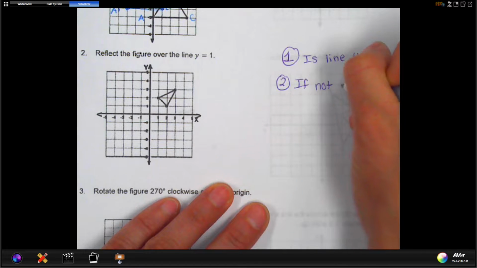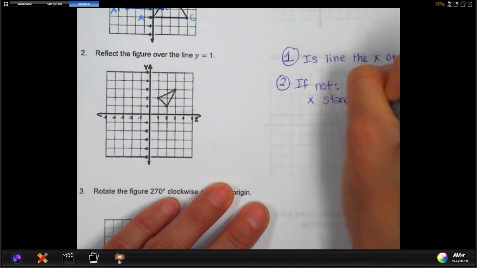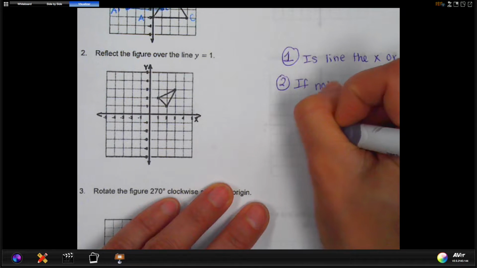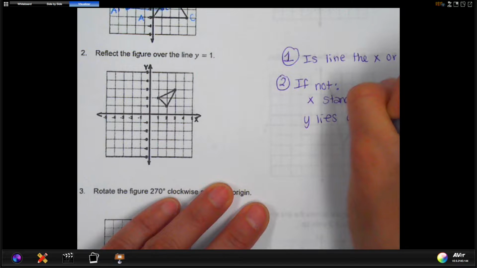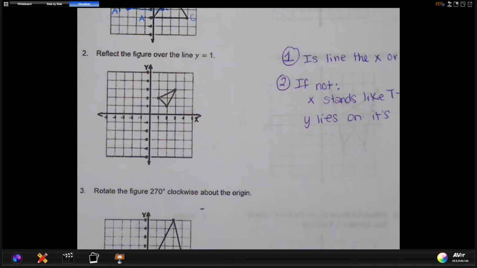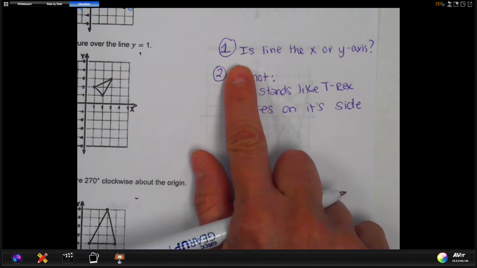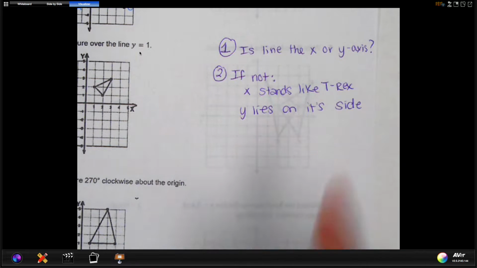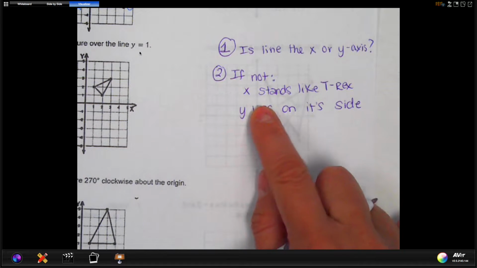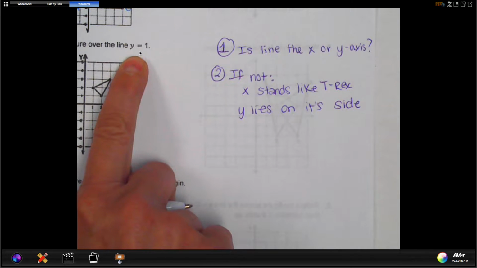So if not, this is what we do. X stands like T-Rex, and y lies on its side. Okay, so those are just some little notes, little rhymes to help us out. Our first question when we are doing reflection is, is the line the x or y axis exactly? And it's not. It says y equals 1. So if not, x is going to stand like T-Rex, y is going to lie on its side. So we know this is going to lie on its side.